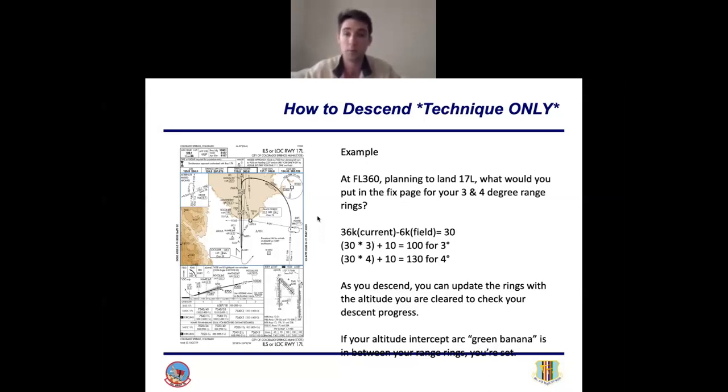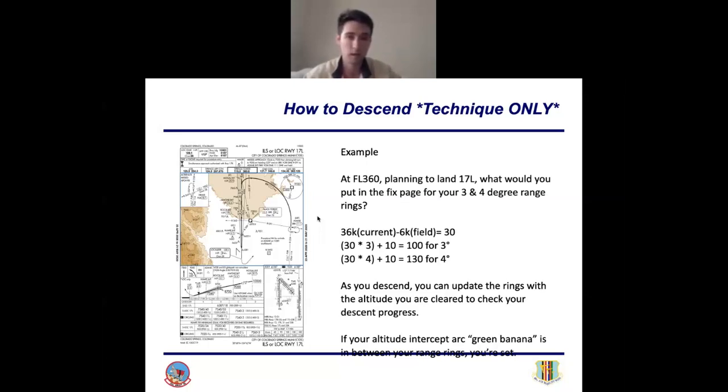So if you multiply that 30 by 3 and then add the 10 that I talked about for slowing down, configuring, etc., that gives you about 100 miles out is when you would want to start an easy descent for a 3-degree glide slope. And then if you do the same thing for 4 degrees, you multiply it by 4 and add 10, you get 130 miles out for 4 degrees.